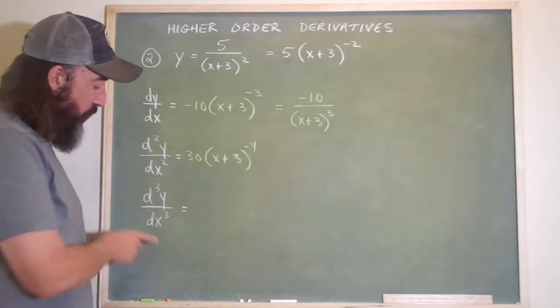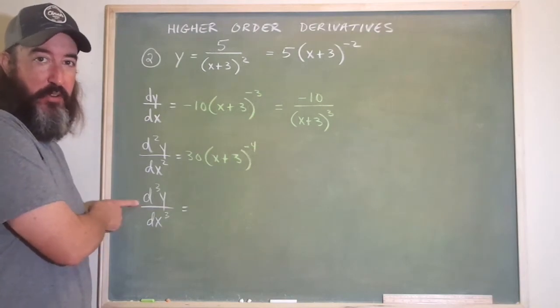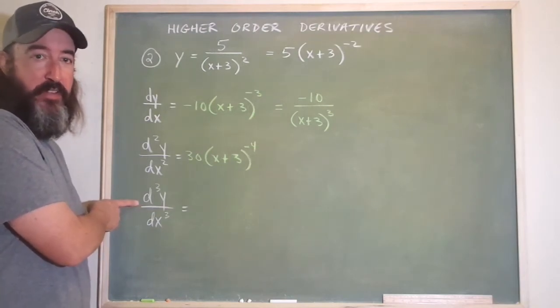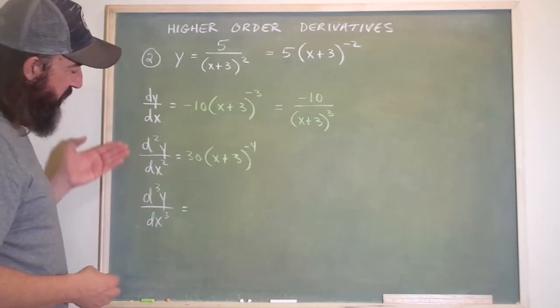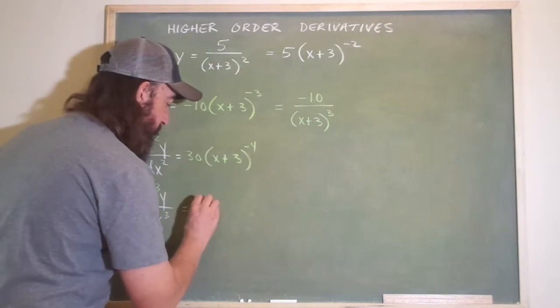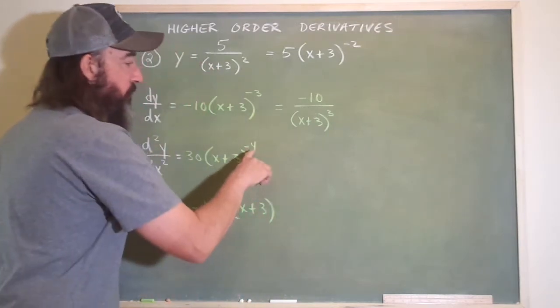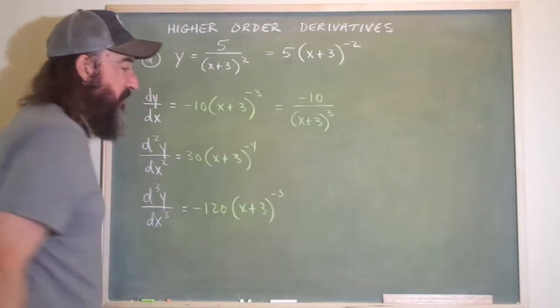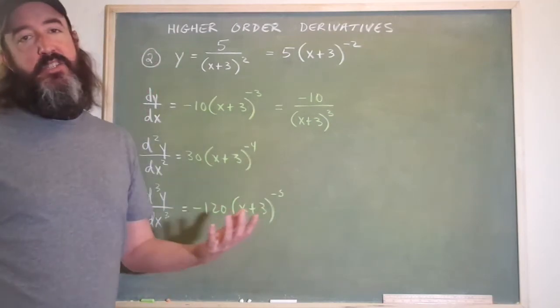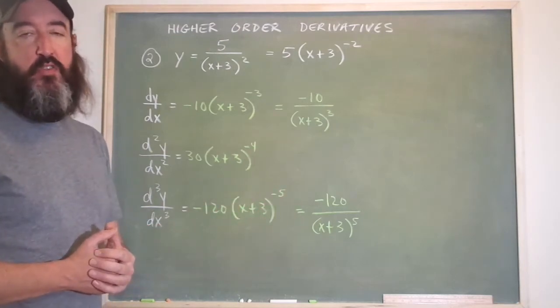After today's lesson, we won't be encountering any more third derivatives this year, but I do want you to know that there is something known as a third derivative. And of course the third derivative is just the derivative of the second derivative. So negative 4 times 30 is negative 120, and then x plus 3, I'll subtract 1 from the exponent to make it negative 5, and the derivative of x plus 3 is still 1. So I suppose this would be a more proper way to represent the third derivative.